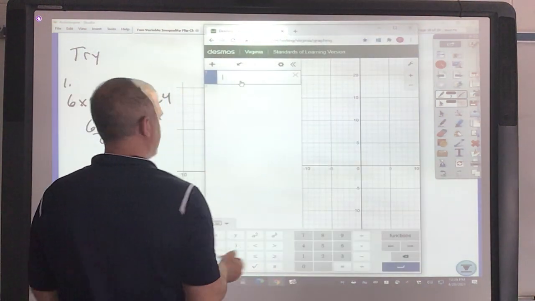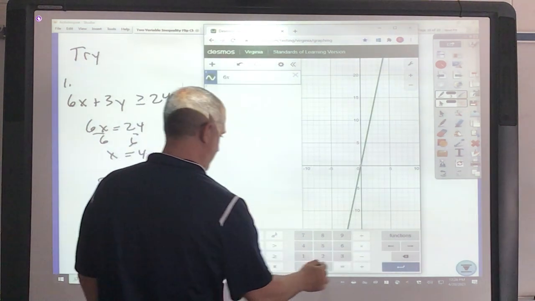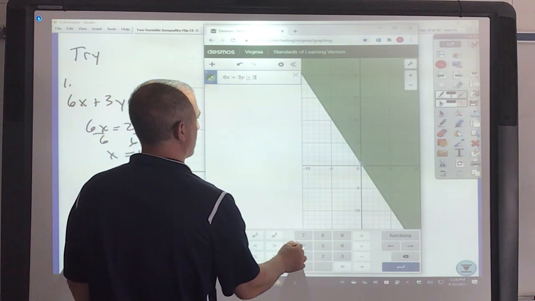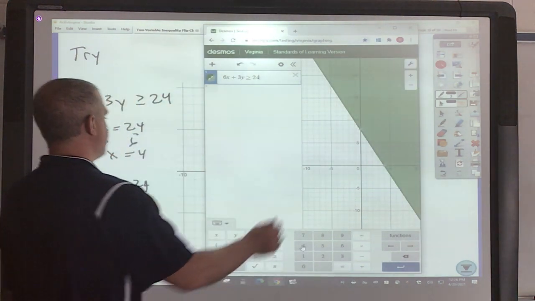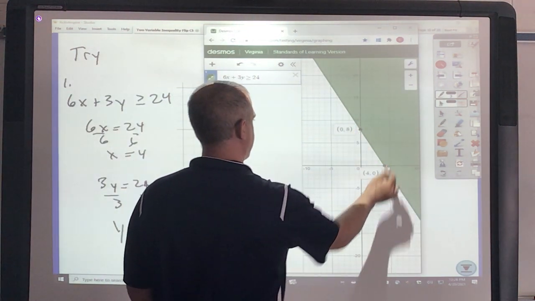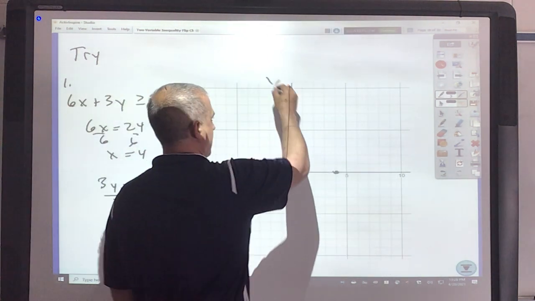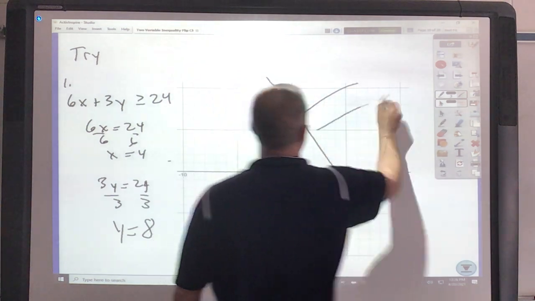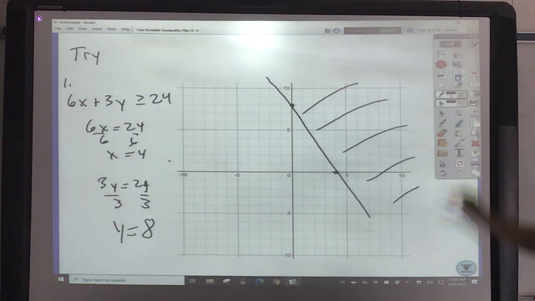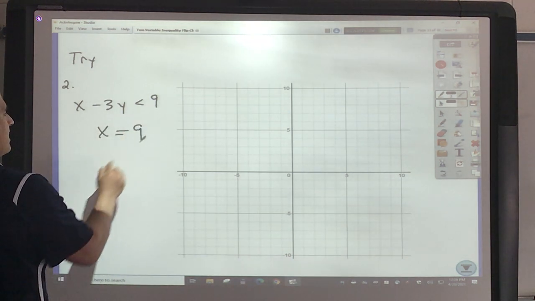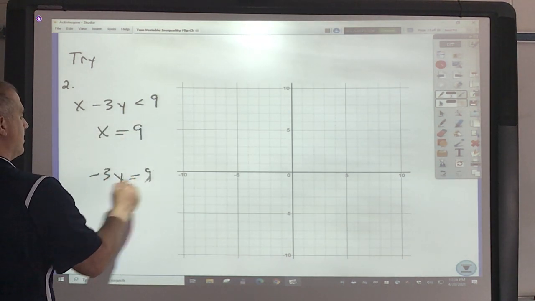Okay, 6x plus 3y greater than or equal to 24. Okay, let's check out our dots. Dot at 8, dot at 4. That's what I got, okay? Solid line, shading on that side.